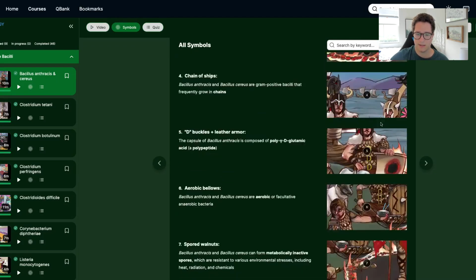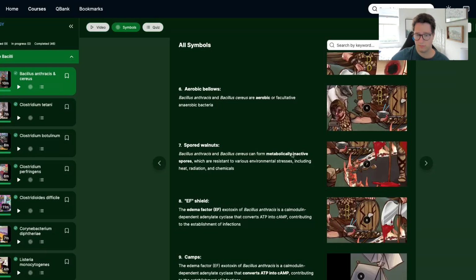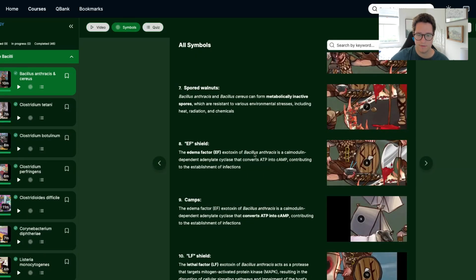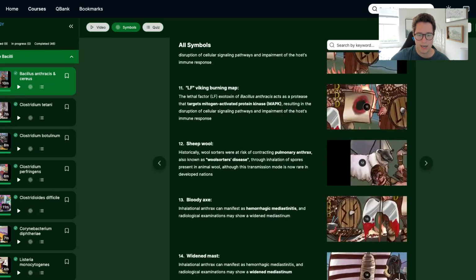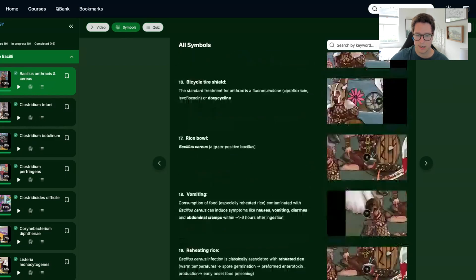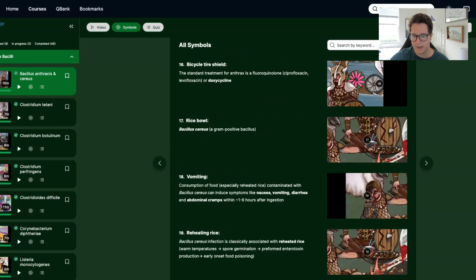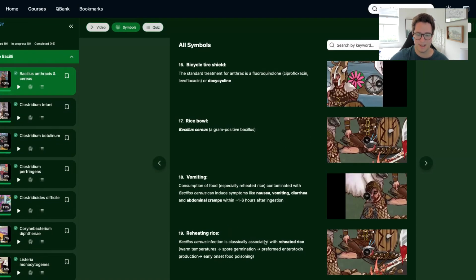But these grow in chains, the chains of the ships. Okay, great. They form spores. It's not great. We have an edema factor for anthracis. Again, not serious, but good to remember. So let's go until we see Bacillus cereus type stuff in here. All right, now we get a rice bowl. This is Bacillus cereus. This is the vomiting 1 to 6 hours after ingestion. And again, reheated rice syndrome. It's classically associated because warm temperatures cause the spores to germinate. Then they have the exotoxin, and then you get early onset food poisoning.